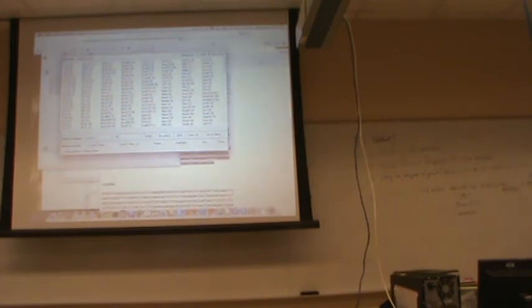Okay, so there are two fragments here. One is a size of 239, the other one is 226. So it's a very similar size.